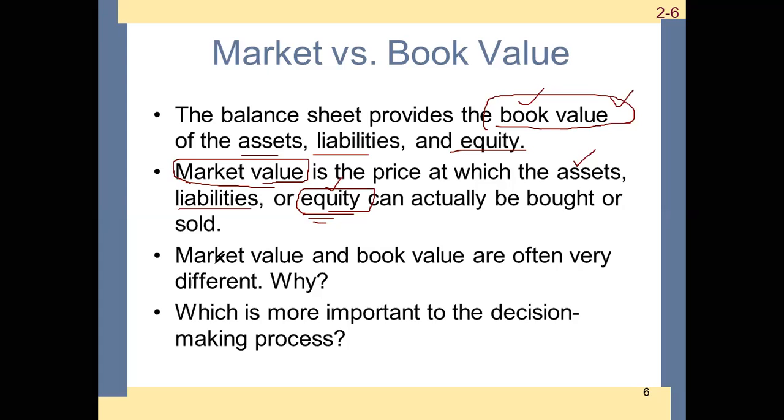So there are two important questions. Market value and book value are often very different. Why? Actually, the market value is determined on the basis of supply and demand of the market, but the book values are written in the books of accounts. As per your own business transactions, you decide your book value of assets, liabilities, and equity according to your profit and loss. But the market value is determined according to the demand and supply of all those things in the market.